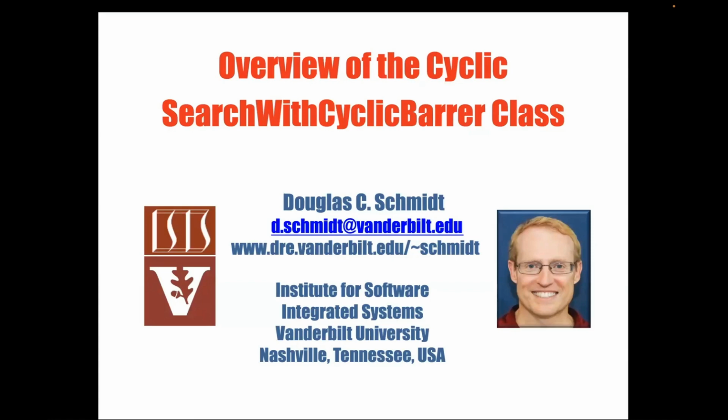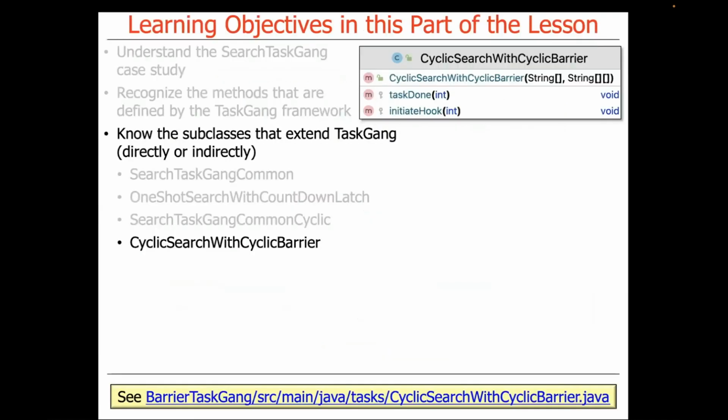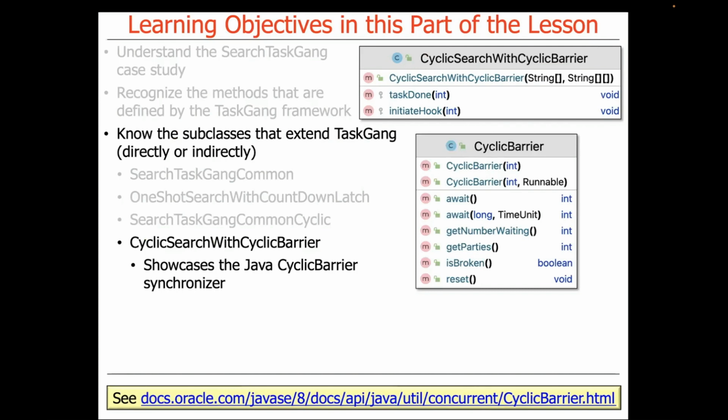So we're now going to take a look at the CyclicSearchWithCyclicBarrier class. And this also, of course, indirectly extends TaskGang via SearchTaskGangCommonCyclic, which in turn extends SearchTaskGangCommon. So we've got a bit of an inheritance hierarchy going on here. And this will also showcase the Java CyclicBarrier synchronizer.